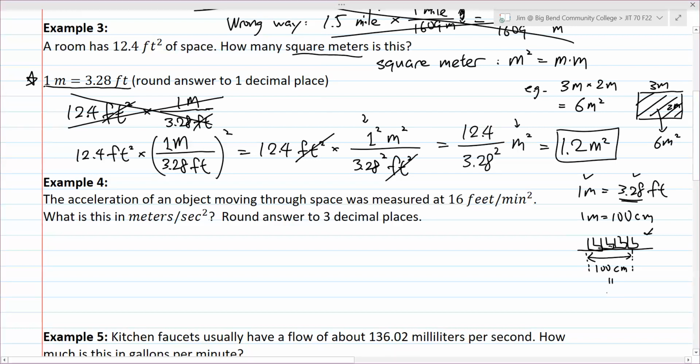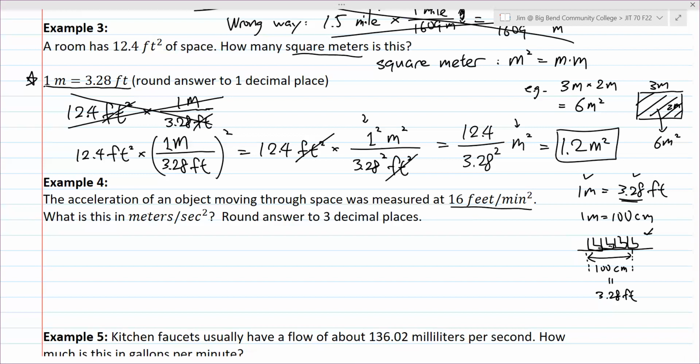So that will help us define 3.8 feet for the unit conversion purpose. All right, we can move on. Example 4. The acceleration of an object moving through space was measured at 16 feet per minute squared. This is a physics application problem, but you don't need to understand what the acceleration stands for. It's showing you the rate we increase the speed over time.